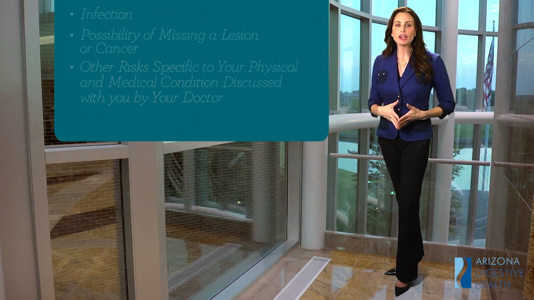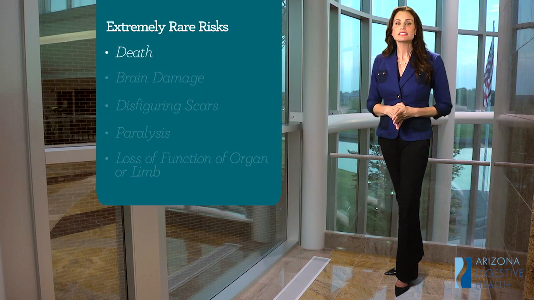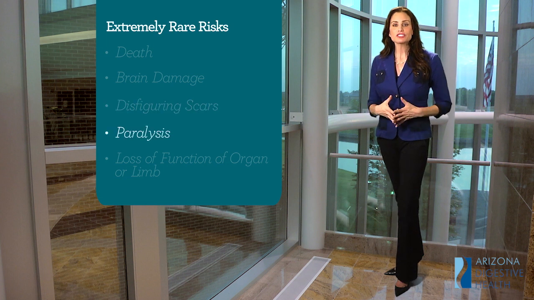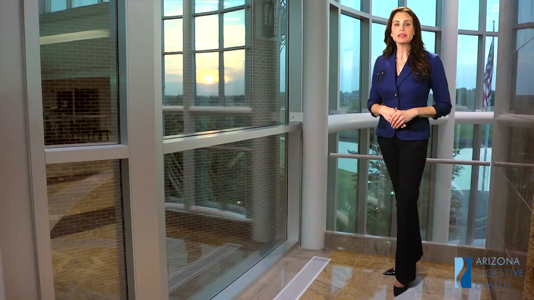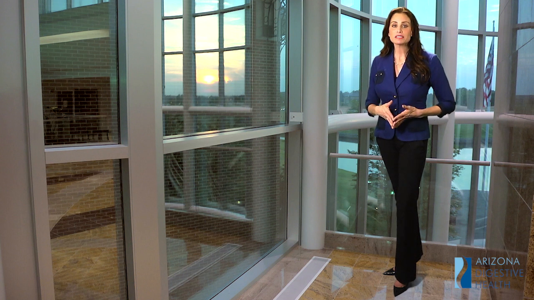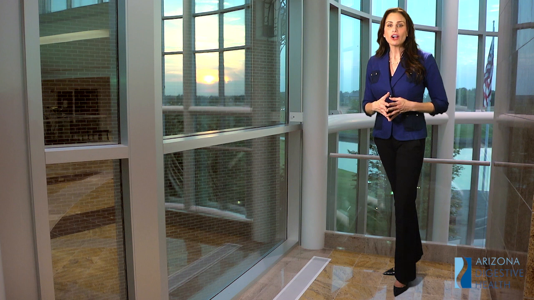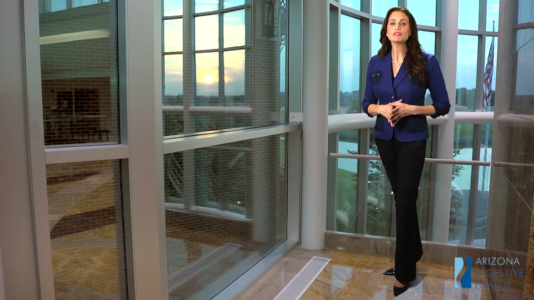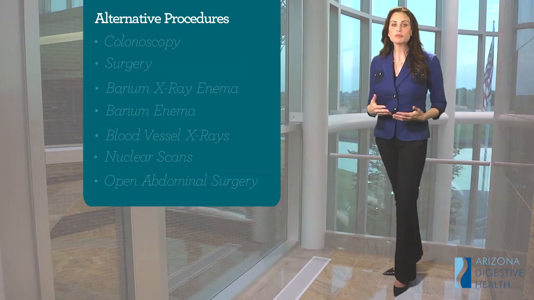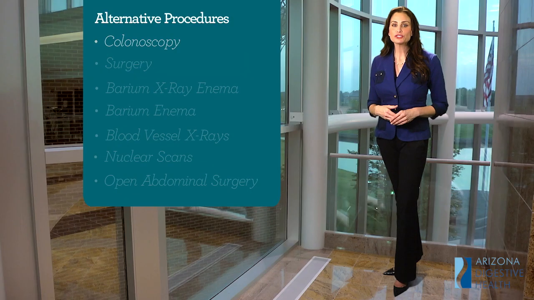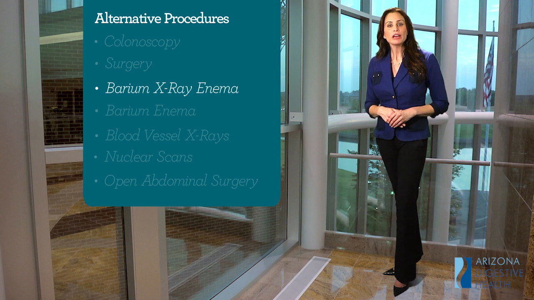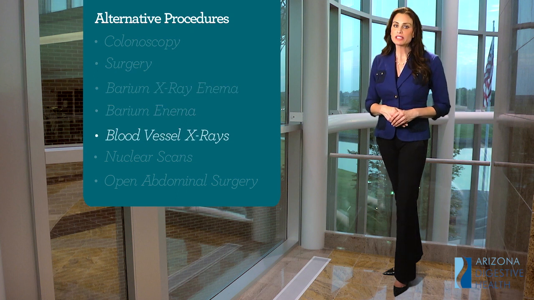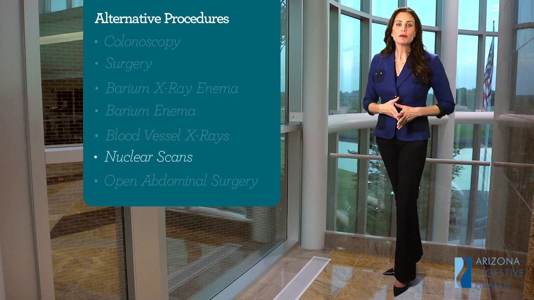Risks that are extremely rare but remain a possibility include death, brain damage, disfiguring scars, paralysis, loss of function of an organ or limb. Sigmoidoscopy is a very accurate diagnostic test. Many doctors consider the test to be cost-effective and low risk. There are alternatives to sigmoidoscopy. However, they are considered to be either less accurate or more invasive. Alternative procedures include colonoscopy, surgery, barium X-ray enema, blood vessel X-rays, nuclear scans, and open abdominal surgery.